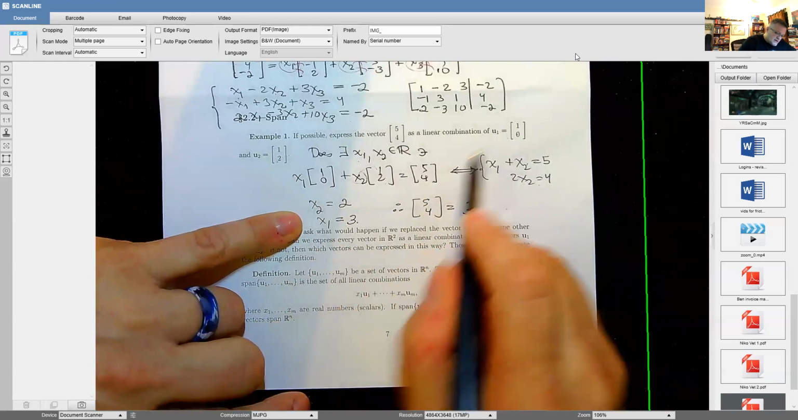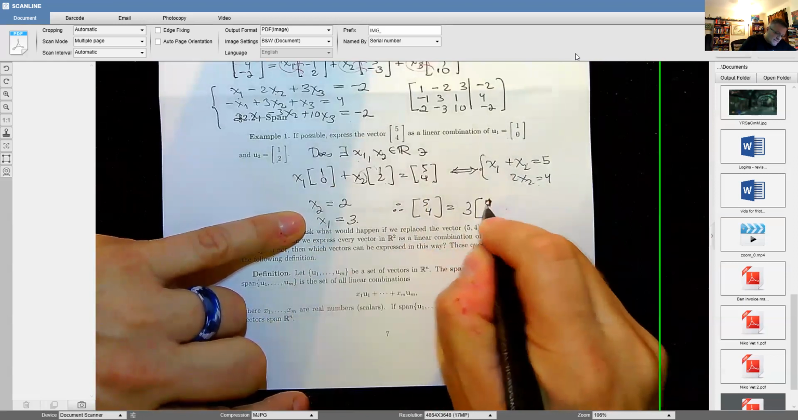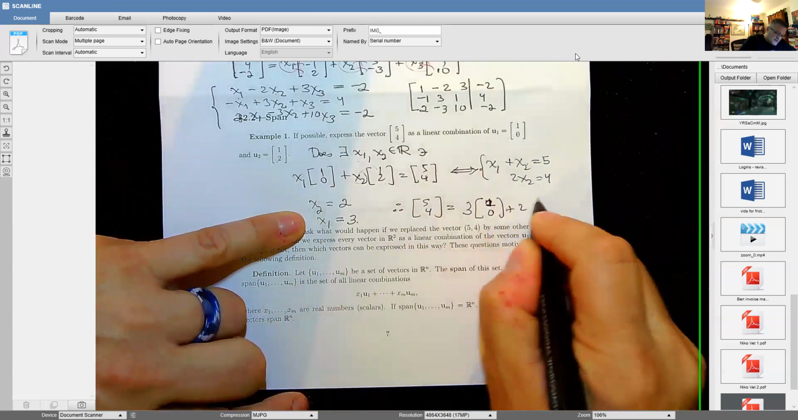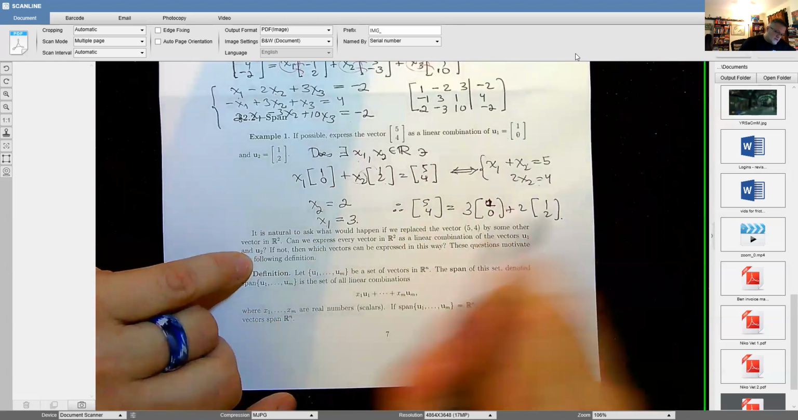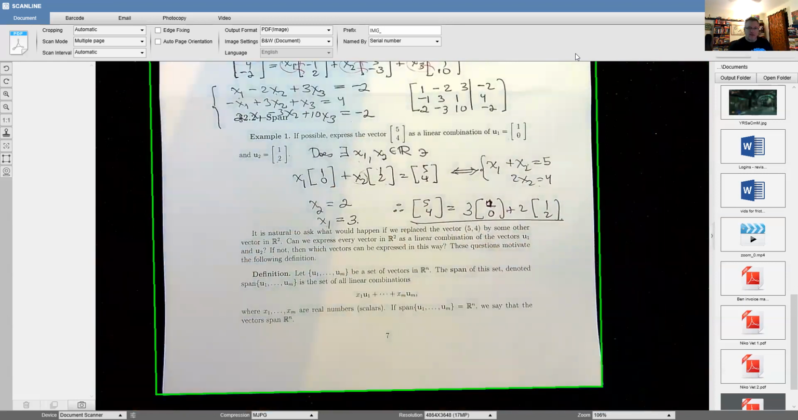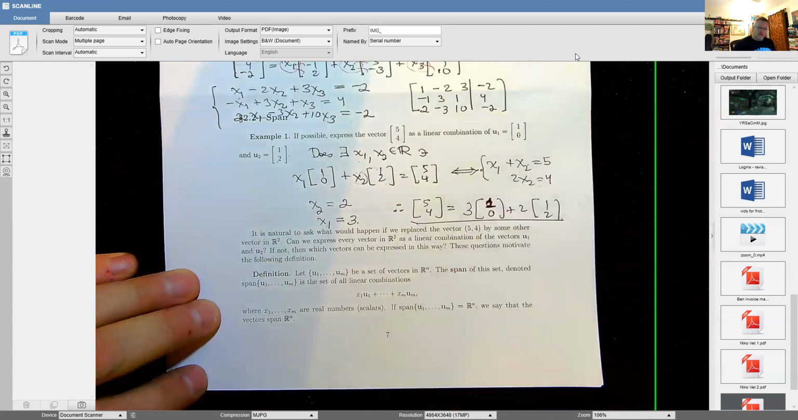Namely, you multiply x1 times u1, and multiply x2, which is 2, times u2. Okay, so the answer this time is yes, you can, and that's equal to that linear combination.